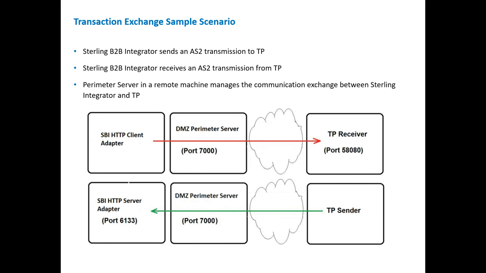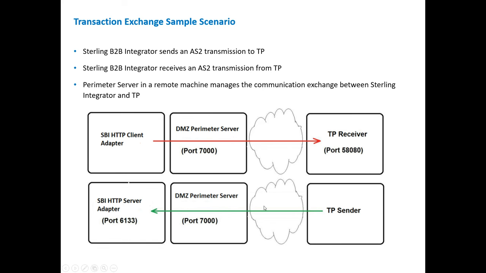Now, we know a product called Sterling Secure Proxy. It's kind of similar, but Sterling Secure Proxy has more features and benefits than perimeter server. Before Sterling Secure Proxy, there used to be only one option, perimeter server, which acts as a proxy server. So consider it as a remote machine which manages the communication between Sterling Integrator and your trading partner.